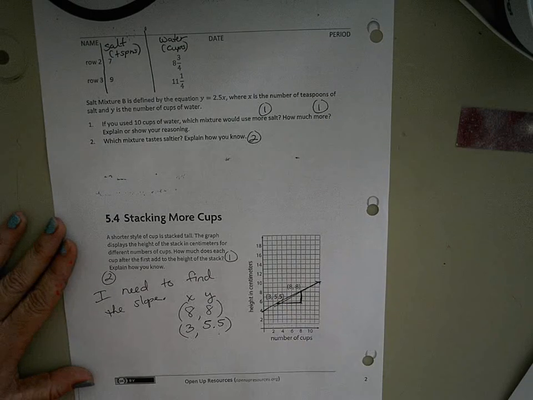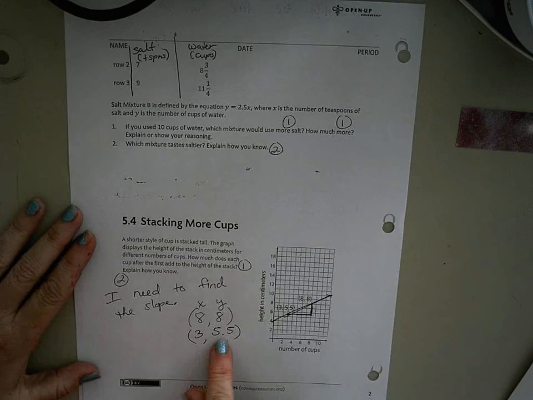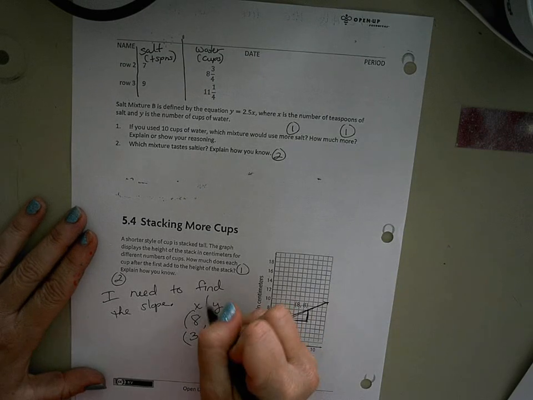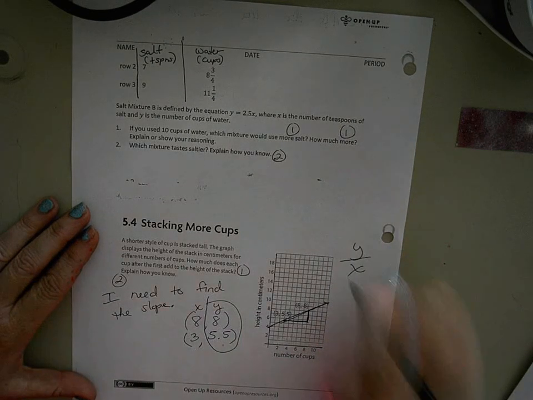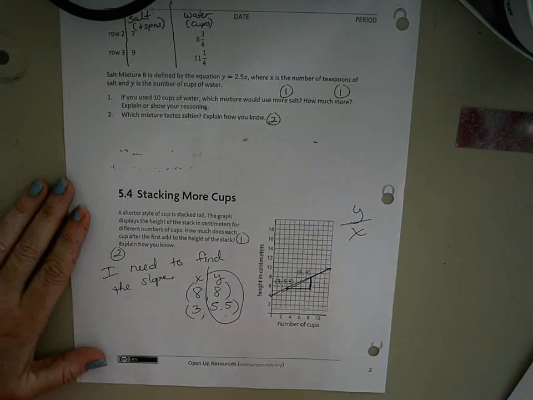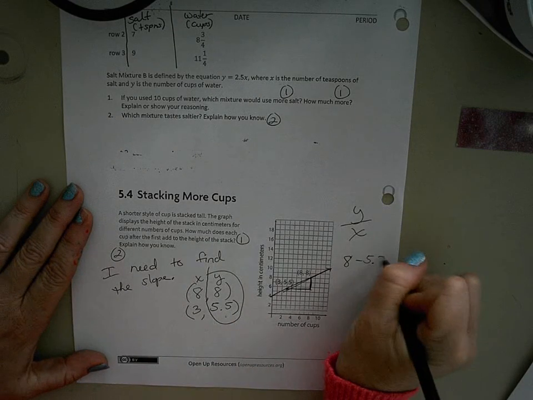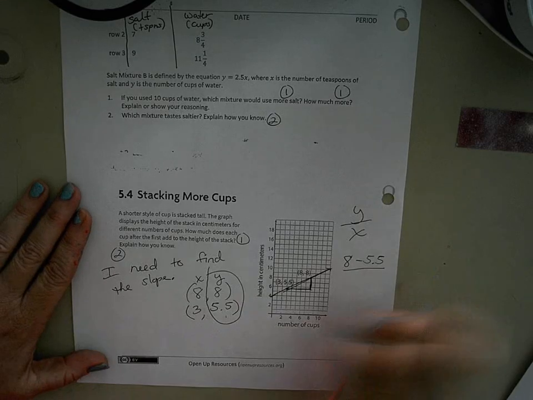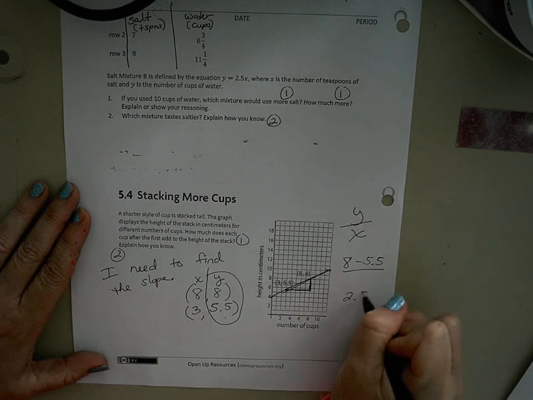So I said, well, one of the things that I like to do to kind of keep myself organized, because it's really easy to flip-flop our numbers and then, of course, get the wrong slope, is I like to write my coordinates underneath each other, and then right away I like to circle my y values to remind myself that's what's going to go in my numerator. So I'm going to subtract 8 minus 5.5 for the difference in my y values, and I get 2.5.